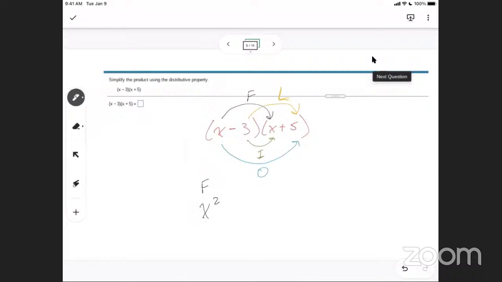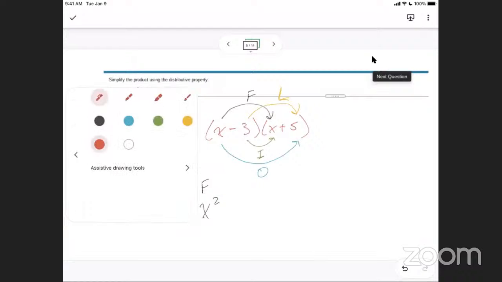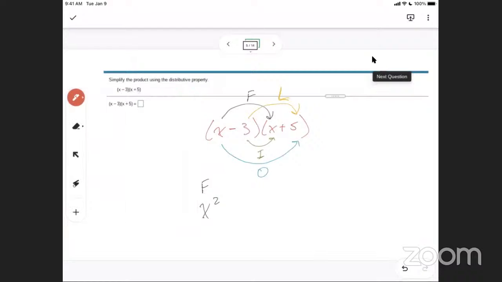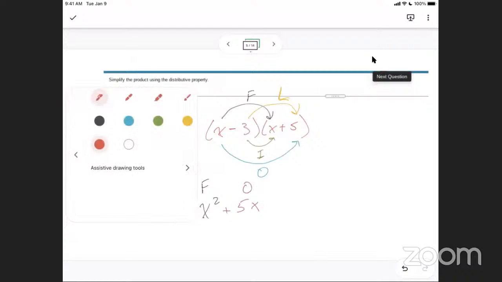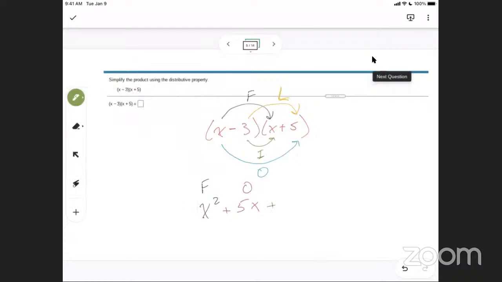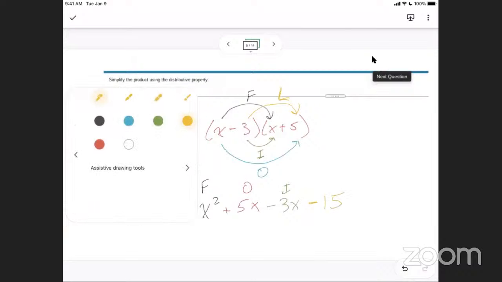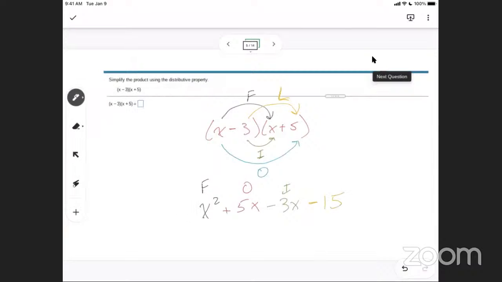So x squared is your first. What's your outside? 5x. Plus 5x. And then what's your inside? Minus 3x. And what's your last? Negative 15. Good. So what is it all together? You do 5 minus 3, so you got x squared plus 2x minus 15.